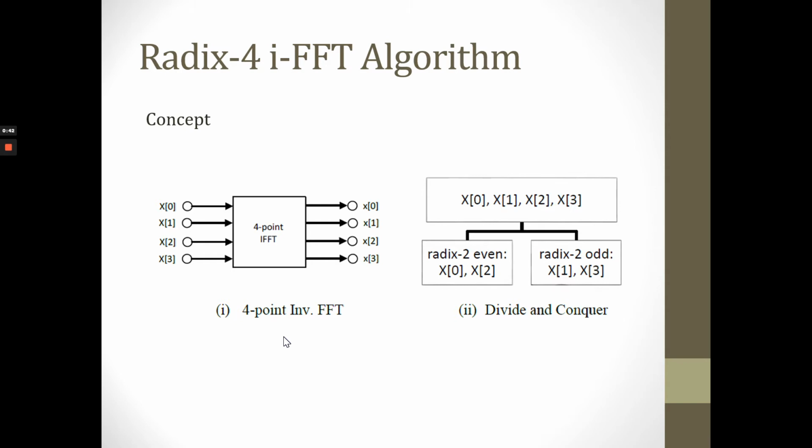So this is the 4 points inverse fast Fourier transform from the value of xk to determine xn from n equal to 0 until 3. So based on divide and conquer, based on this 4 value of xk, we have radix 2 even, x0, x2, and radix 2 odd, x1 and x3.